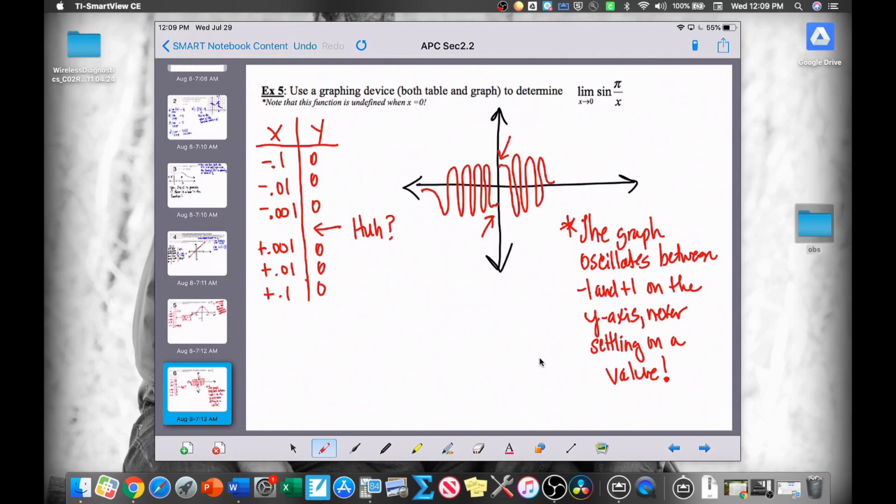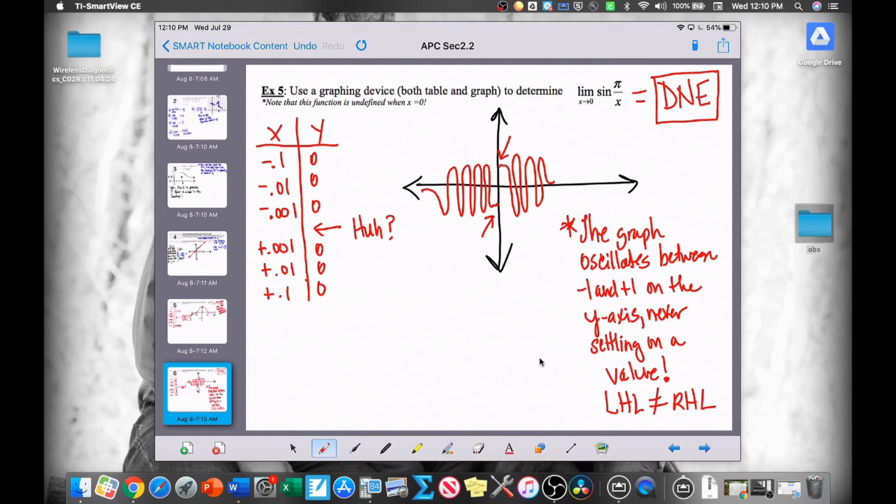Okay, so in this case, the left-hand limit does not equal the right-hand limit. And if the left-hand limit doesn't equal the right-hand limit, then the answer to our problem is the limit does not exist. So be careful when you're using your graphing device. Make sure that the information that it gives you is something that you're able to understand and interpret.